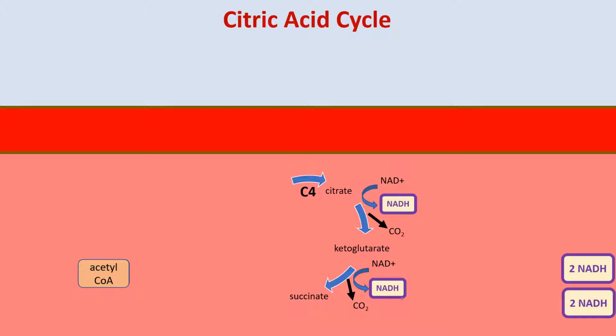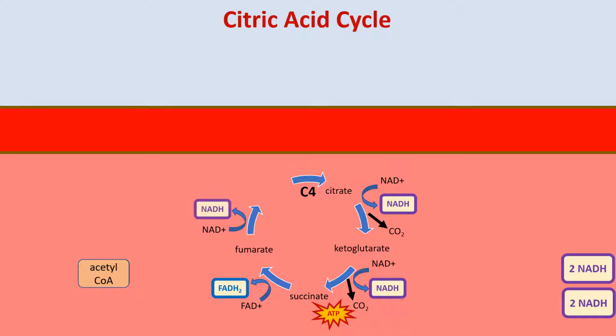Now, at this point in the cycle, we're also going to produce a molecule of ATP. Now, succinate will reduce a molecule of FAD to FADH2 and is going to create fumarate in the process. And fumarate will reduce a molecule of NAD to NADH to create oxaloacetate, or oxaloacetic acid, which is that 4-carbon molecule that we started with.